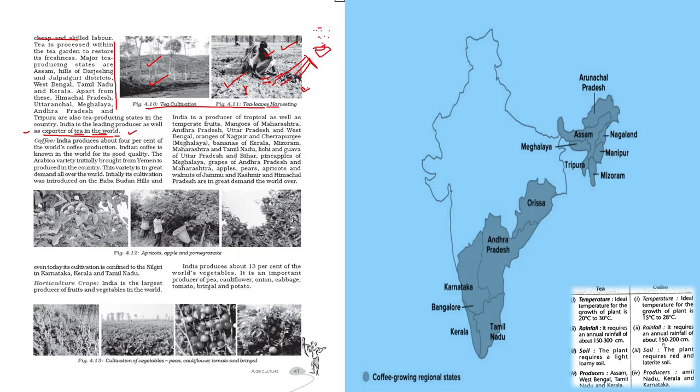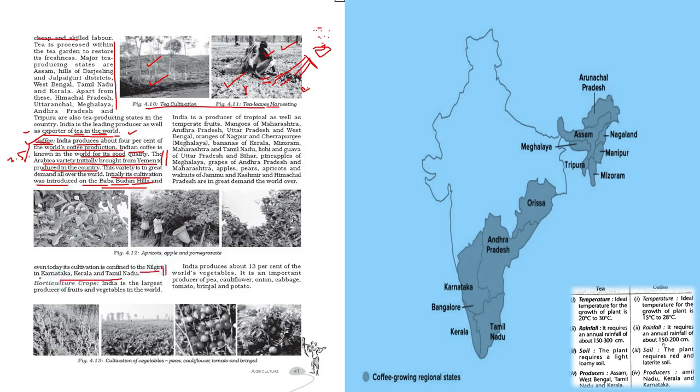The second important beverage is coffee. In 2014, India produced 3.5% of the world coffee production. Indian coffee is known in the world for its good quality. The Arabica variety, initially brought from Yemen, is produced in the country. This is a 1 mark question. This variety is in great demand all over the world. Initially, its cultivation was introduced in Baba Budan Hills, and even today its cultivation is continued in the Nilgiri Hills in Karnataka, Kerala and Tamil Nadu.